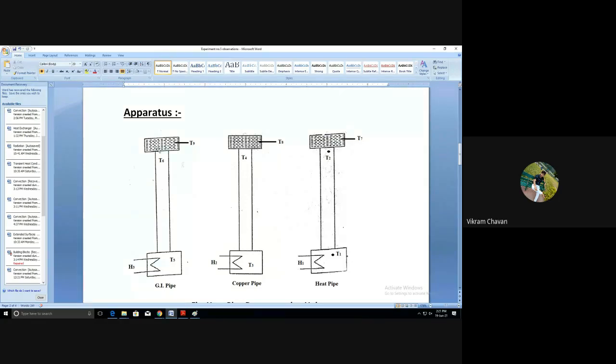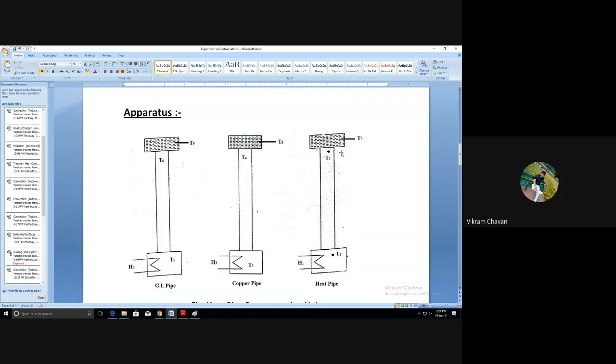Okay, and at the top side of each pipe, a water bath is provided, which means one tank is provided. It has 1 liter capacity, and an equal quantity of water is poured in these three tanks. So we can say that whatever the conditions are, geometric conditions and thermal conditions, the same conditions are provided to these three different pipes: heat pipe, copper pipe, and galvanized iron pipe.